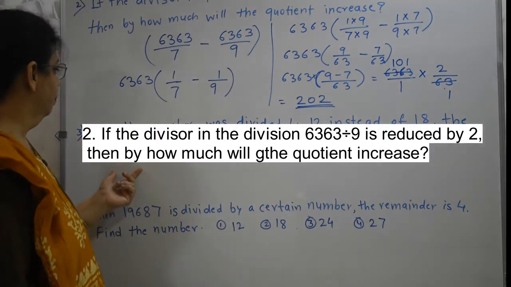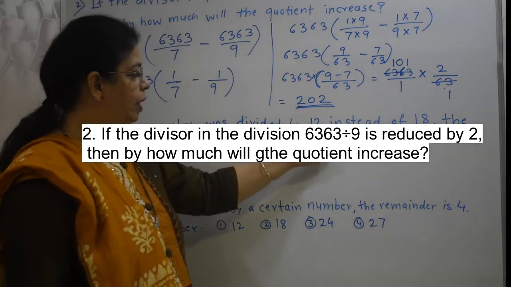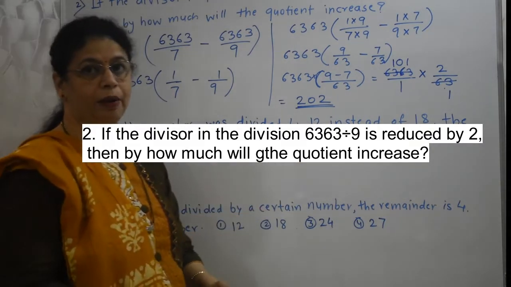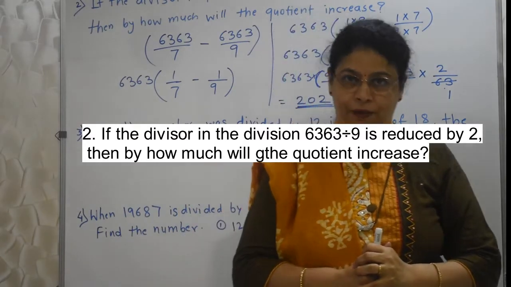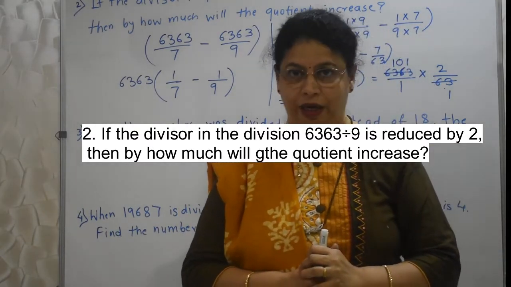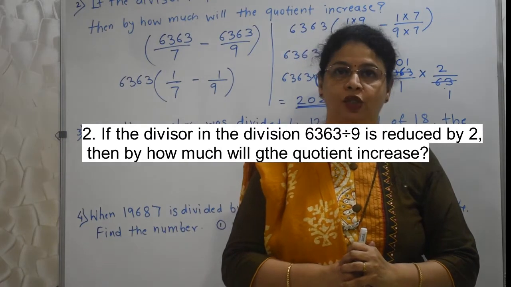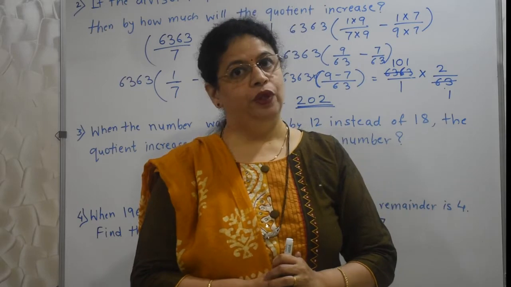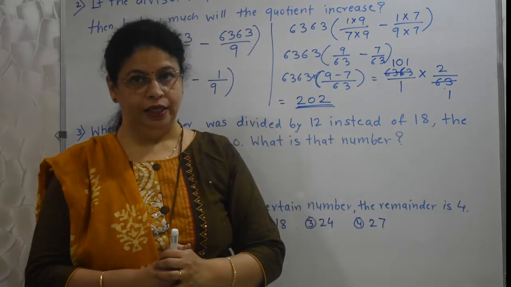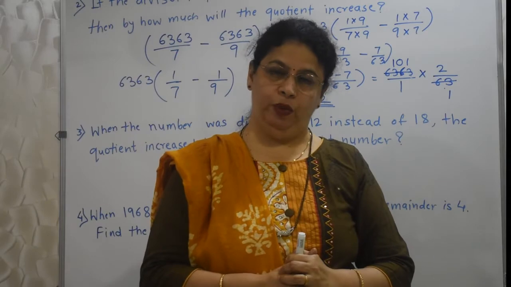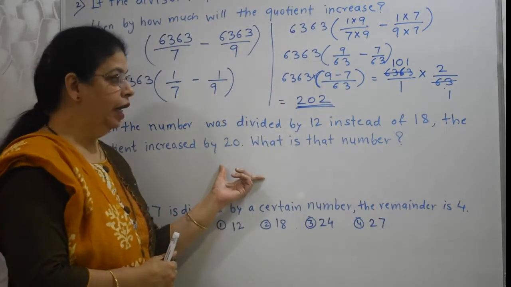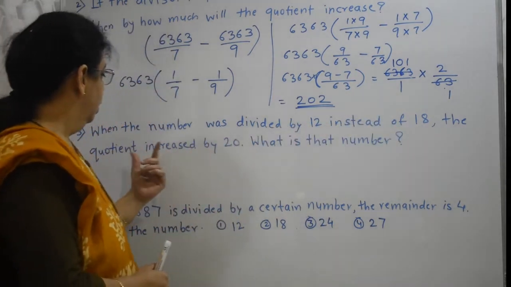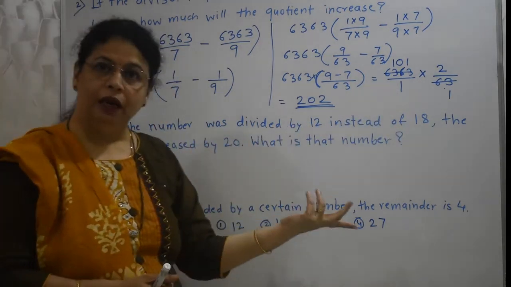Next one. When the number was divided by 12 instead of 18, the quotient increased by 20. What is that number? Sometimes we have to work smartly, and to enable us to work smartly, we need to know certain shortcuts. If similar types of questions are asked in the examination, I will share a trick with you. If they ask something like this, when the number was divided by 12 instead of 18, the quotient increased by 20. What is that number?